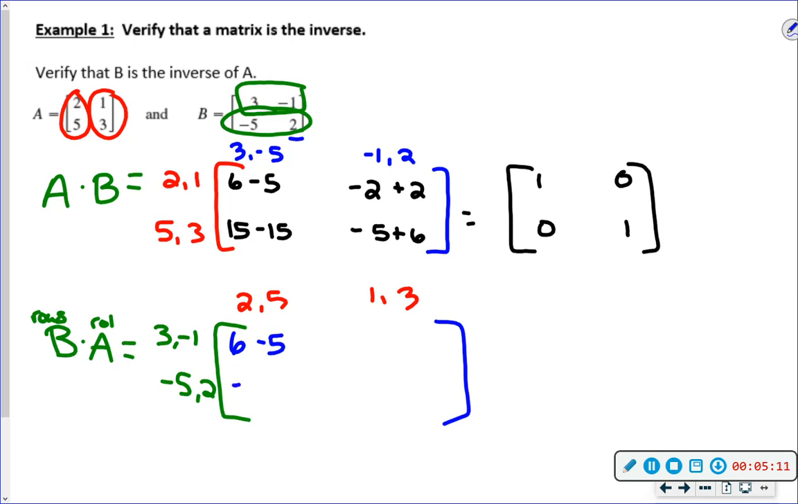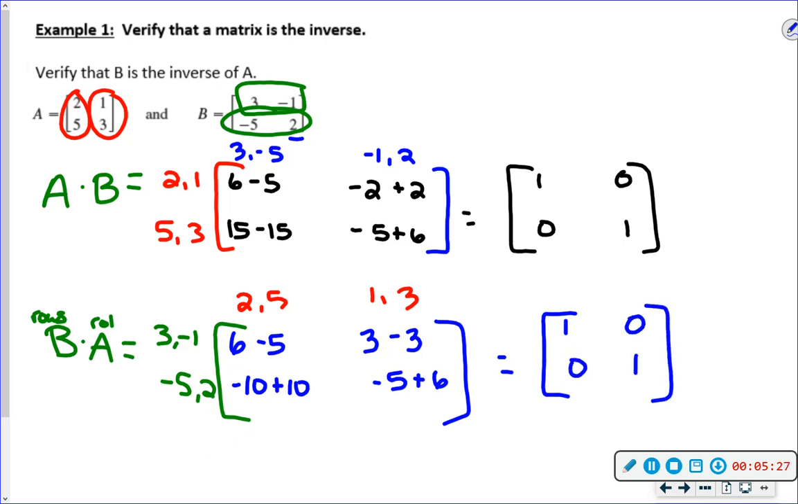-5 times 2, 2 times 5. 3 times 1, -1 times 3. -5 times 1, 2 times 3. Total it up, really shocking. We have our identity matrix, therefore they are inverses.